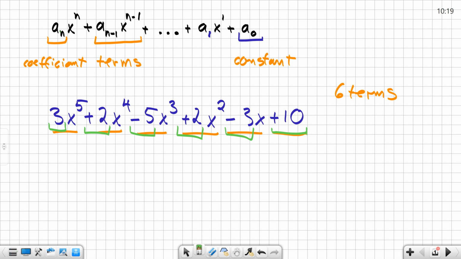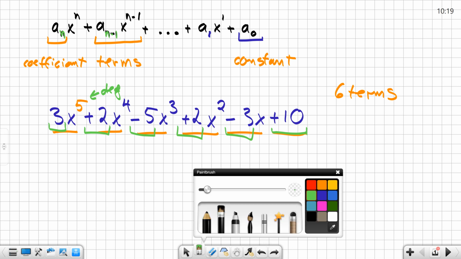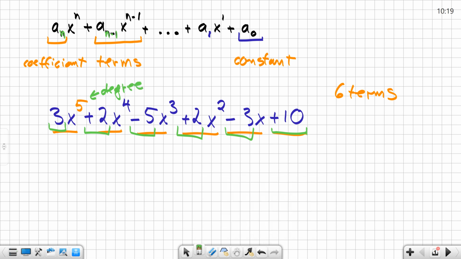Now, what was up here with these n's and n minus 1? Well, this is just going like this. The first one is the biggest one. In this case, that was 5. We also call this now the overall degree of the polynomial. This is the degree. The degree of your polynomial. It is the biggest exponent that you can find.